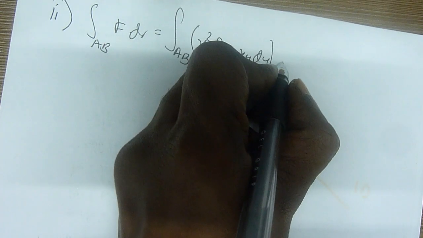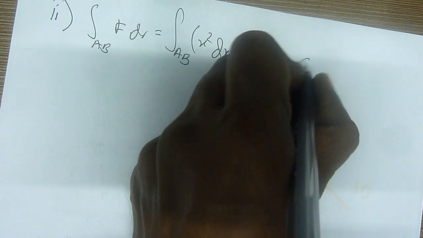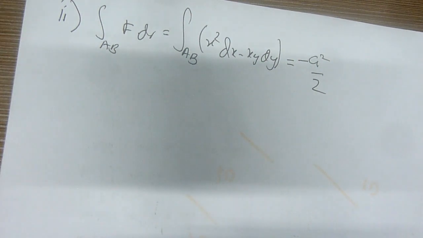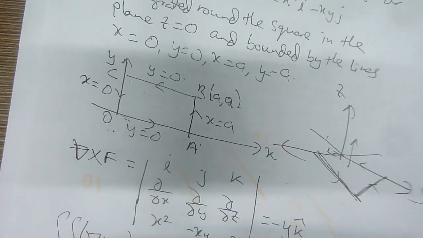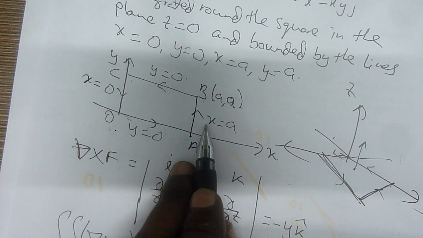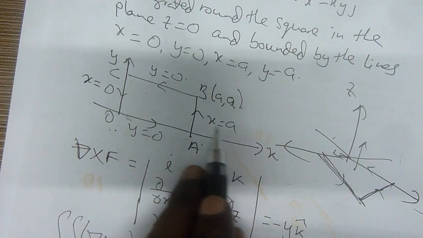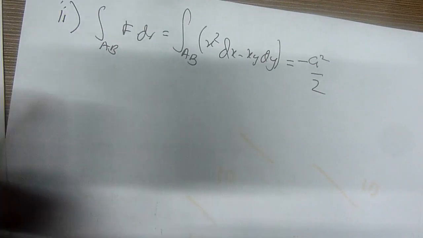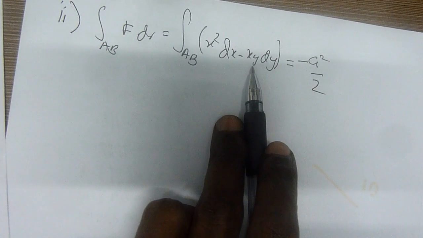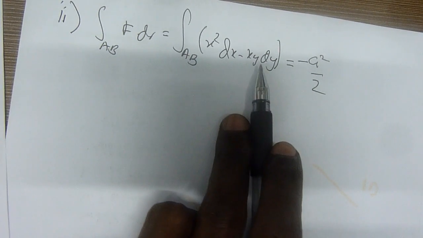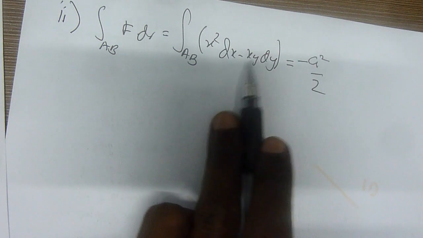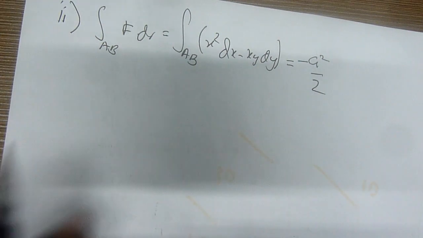Okay, I get A^2 over 2. Why is AB A^2? Look at this. On AB, x is a constant, so dx is 0. Then we know what y is, right? Can you calculate the y and dy? Yes, you can do that. Therefore, you get the answer.